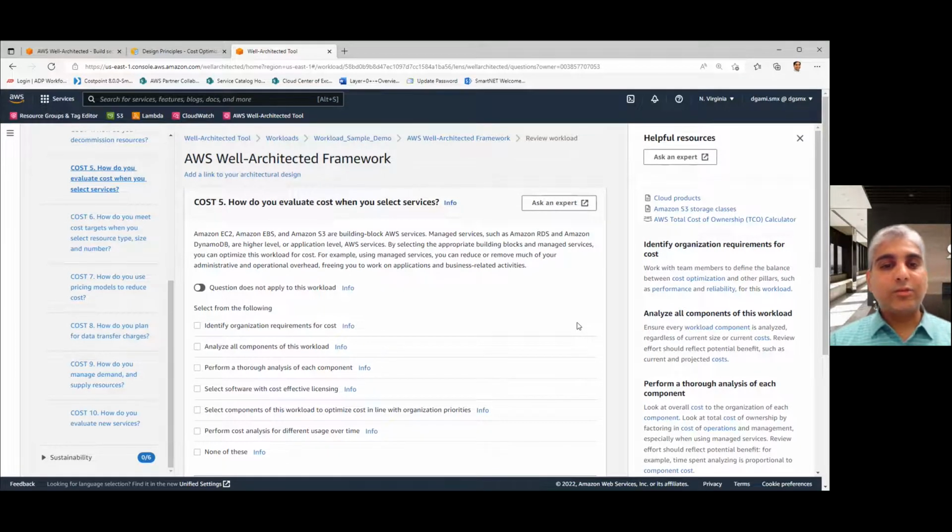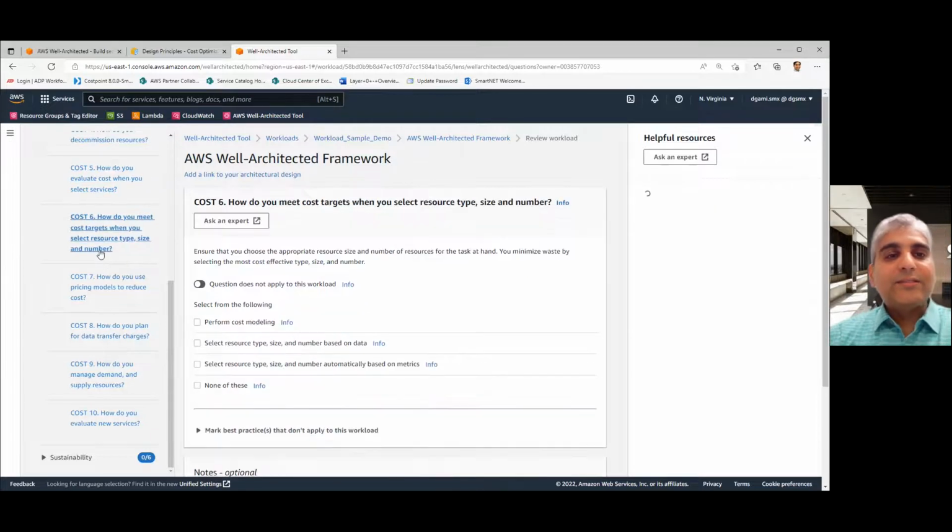And then you select components of this workload to optimize the cost in line with the organizational priorities, which goes back to knowing what those priorities were. And then after you've deployed everything, continue to perform the cost analysis for usage over time, and then see where you may need to make adjustments to your design, your architecture, and the decisions that you had made earlier based on maybe different data or different factors.